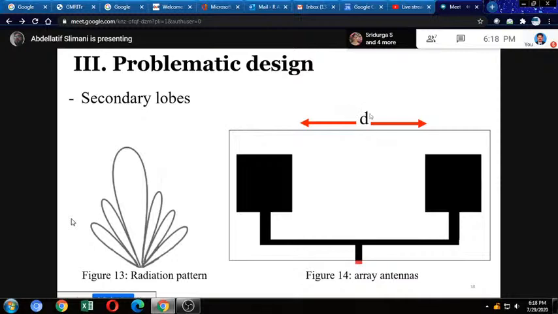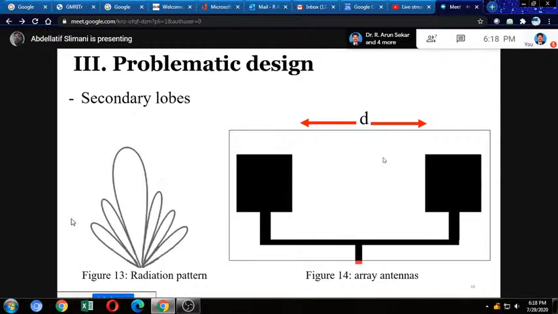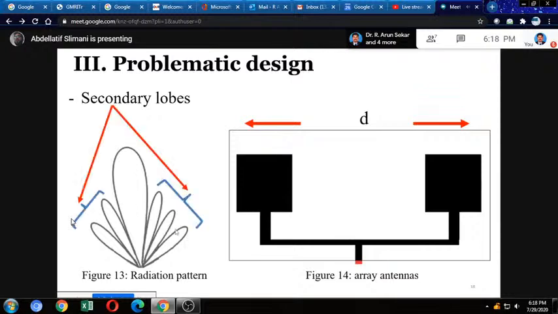If I increase the inter-element distance between radiating elements, what happens? I can observe that the mutual coupling between antenna elements decreases. So it's an advantage for us, the decrease of mutual coupling. But the problem is that secondary lobes increase. So the secondary lobes are a problem. It's an inconvenience.